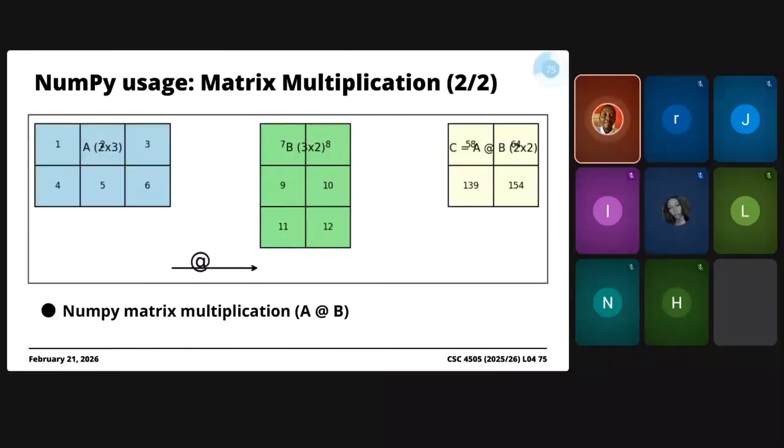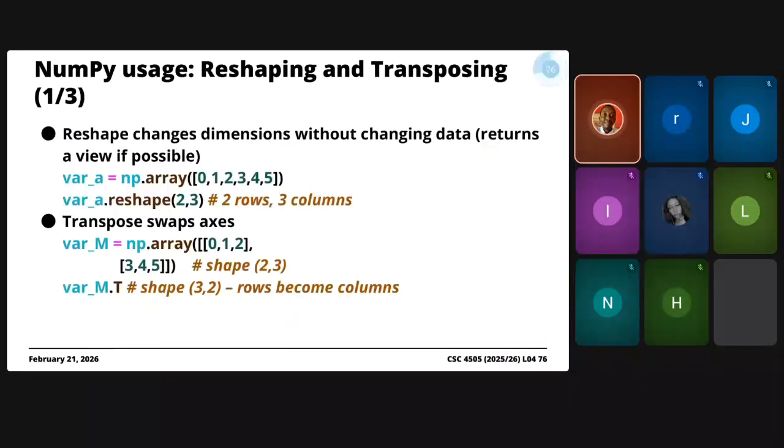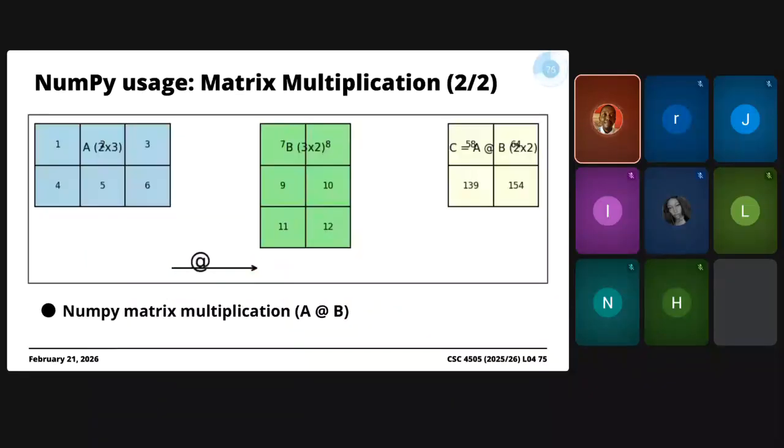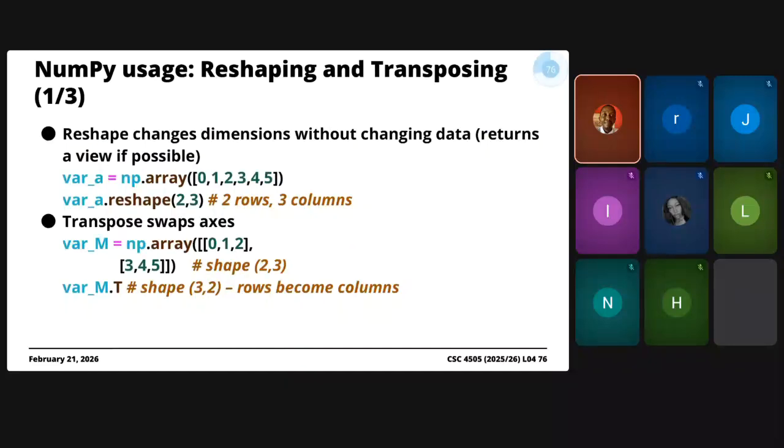Okay. Again, just showcasing how matrix multiplication will actually be done here. Now, there's more here, right? It turns out that you can actually reshape and transpose these NumPy array objects. Reshaping changes the dimensions without necessarily changing the data itself, right? So you could have the 1D object that can be reshaped into something else.